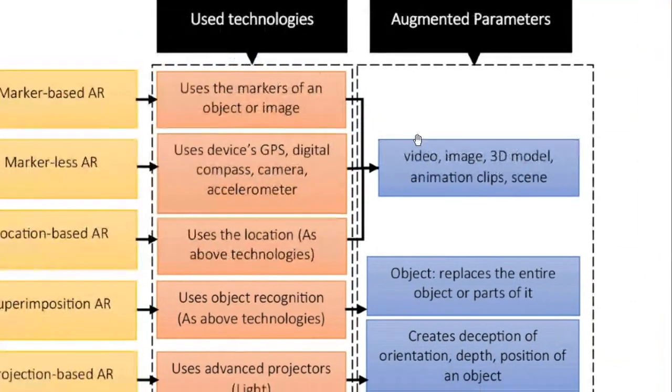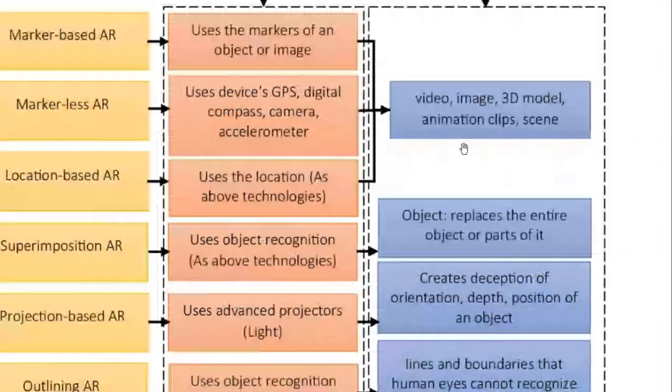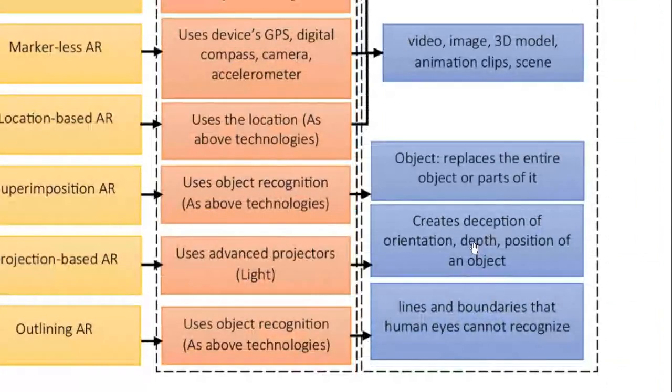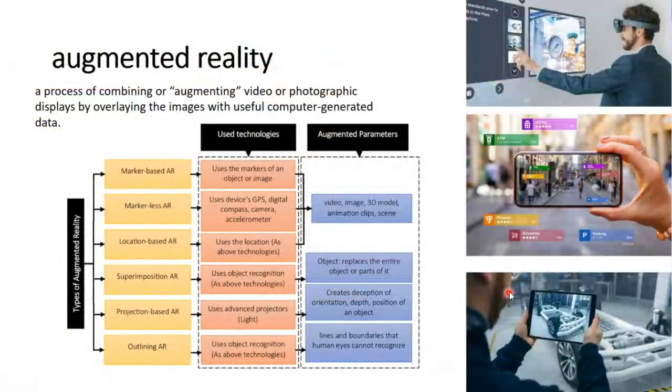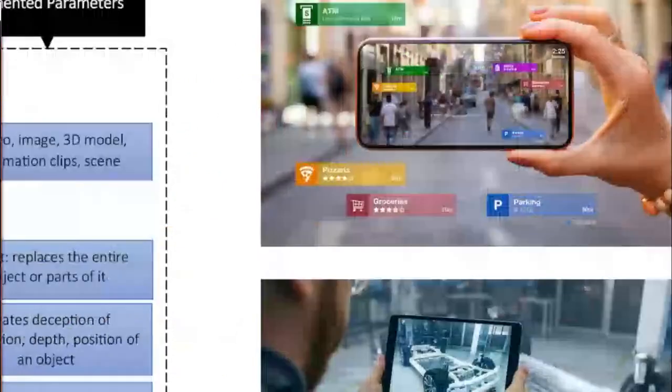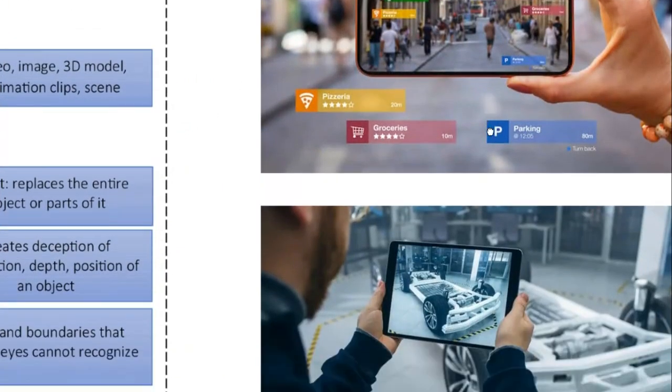Now, a bit of the details or the parameters they use, we can see here. Some of them use video, image, 3D models, animation clips, and scenes. Some of them also create depth in the experience, and some have lines and boundaries that the human eye cannot recognize, only computers can. From the images on the right, we can see a little bit of what I'm talking about.